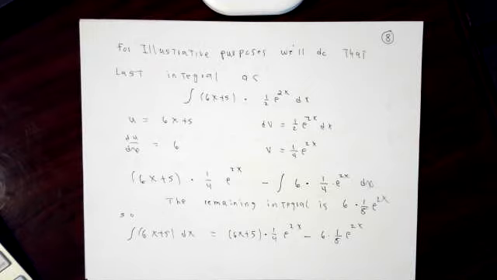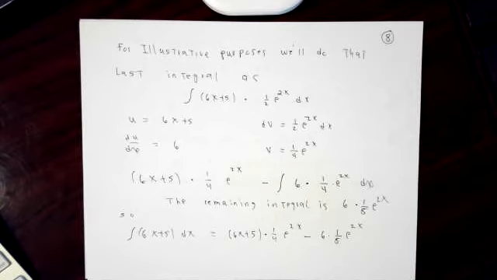So I want to look at that remaining integral. I'm going to let u be the polynomial piece, the 6x plus 5. du dx is 6, so du is 6 times dx. dv is 1/2 e to the 2x dx. When you integrate that, you pick up an additional factor of 1/2, so you now have a 1/4 times e to the 2x.